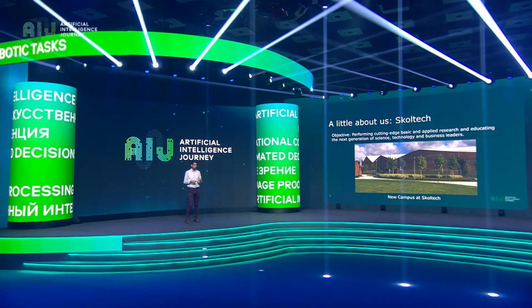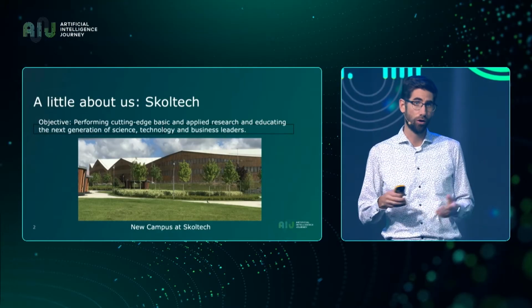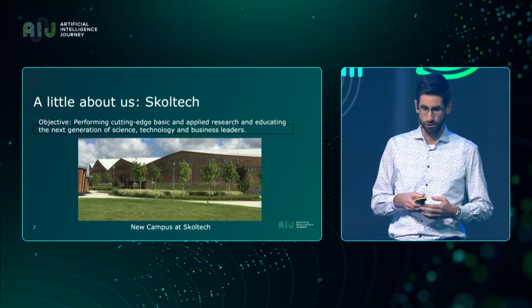Before I start, I would like to talk a little bit about us. So Skoltech is a university located here in Moscow. The idea is to have training and educating this next generation of scientists, technologists, and business leaders. We have our new campus almost fully operative, so here there's a picture.